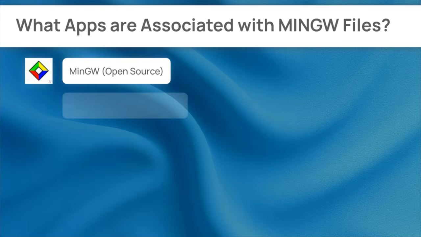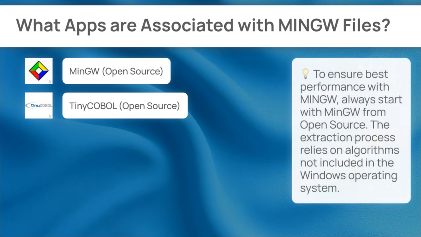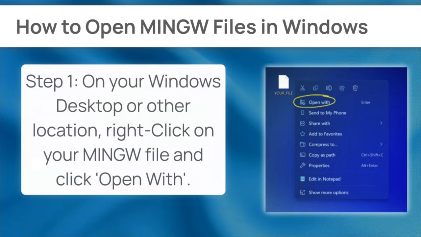The reliable first choice for the MinGW file type is MinGW, developed by open source. The extraction process relies on algorithms not included in the Windows operating system. Windows cannot parse record sets, so proper reading depends on dedicated DB tools. Let's find the specific program that recognizes the file signature.